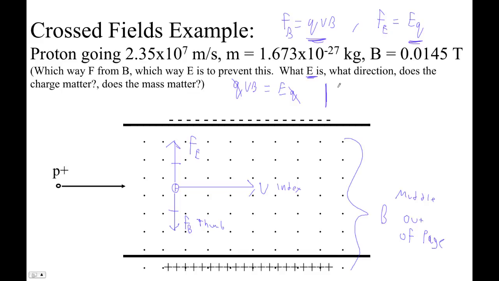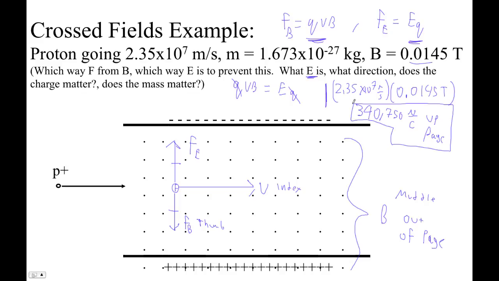So let's do that. Let's answer the question. 2.35 times 10 to the 7th meters per second times, and then the magnetic field is 0.0145 Teslas. Let's answer the question first. 0.0145 times 2.35E7. So the answer to this is that an electric field of merely 340,750 newtons per coulomb up the page would make it go straight, okay? So that's pretty simple. This part's not terribly interesting, right? We can just solve for that.